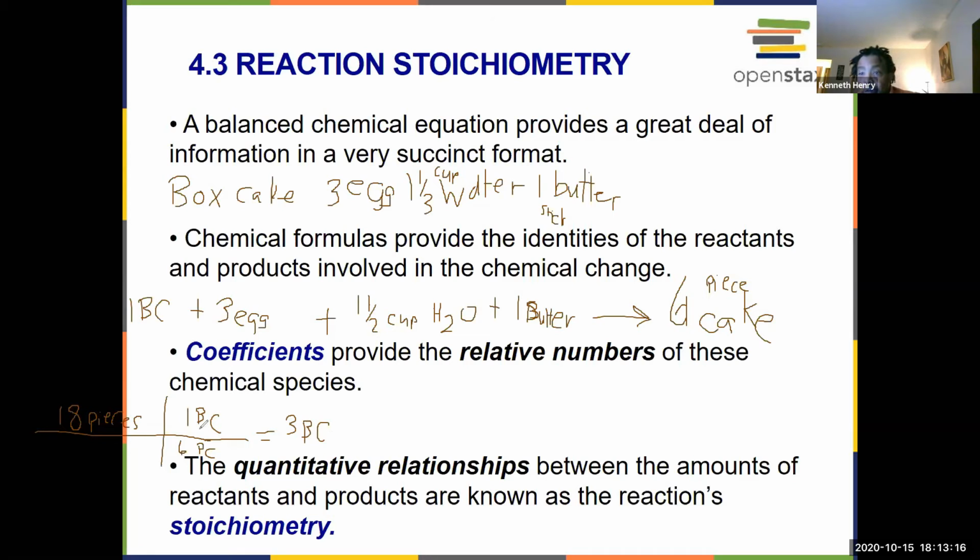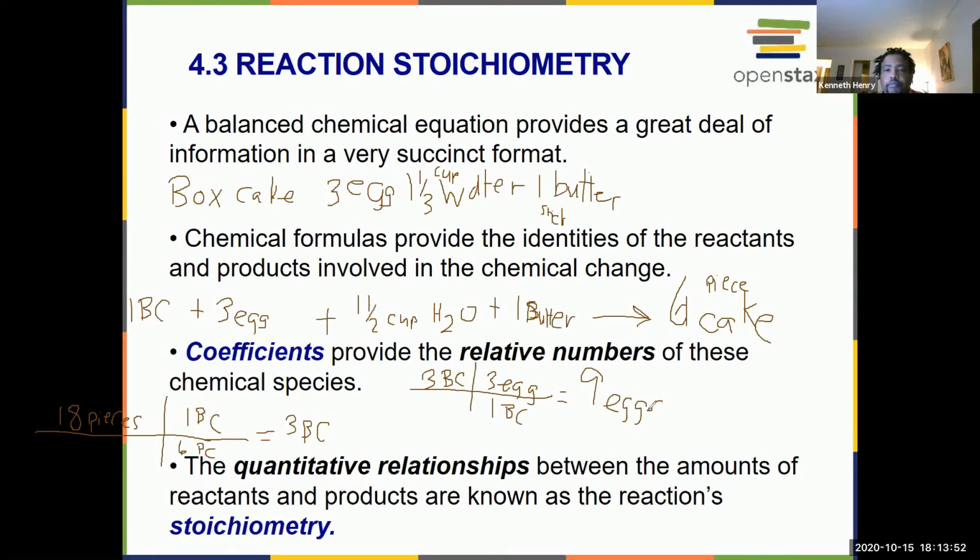Okay, so if I have 3 box cakes, how many eggs am I going to need? What is the ratio between eggs and box cake? 1 to 3. Or 3 to 1. Okay, you said it was 1 box cake to 3 eggs. So I'm going to need 9 eggs. Is that right? Yeah. Okay. This is stoichiometry. Piece of cake.